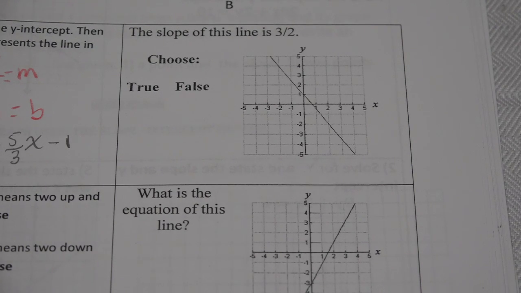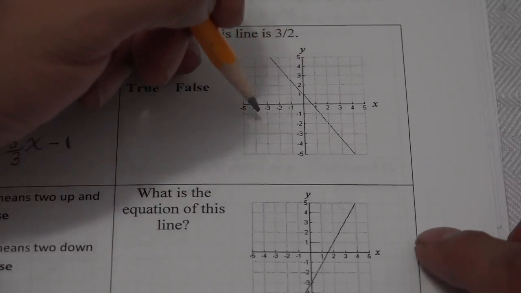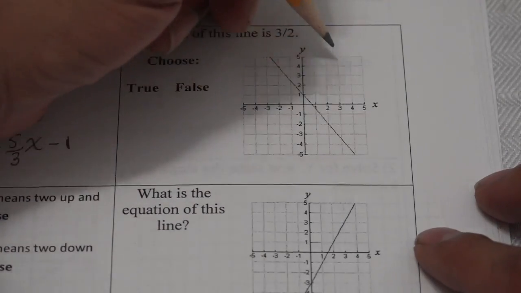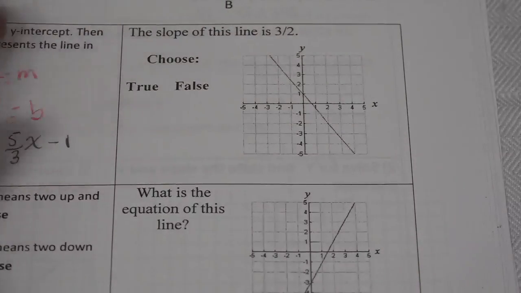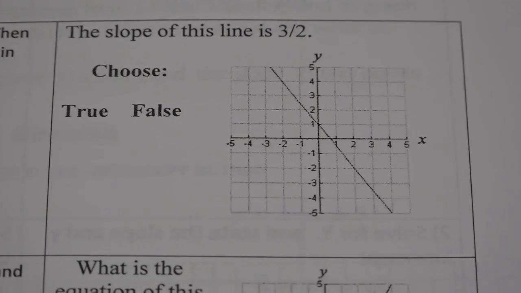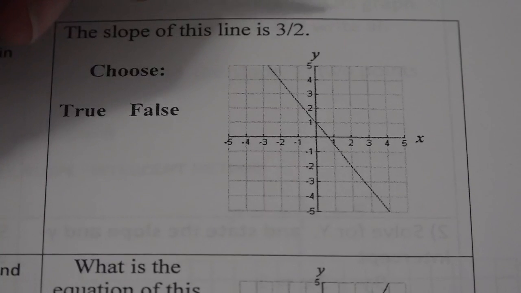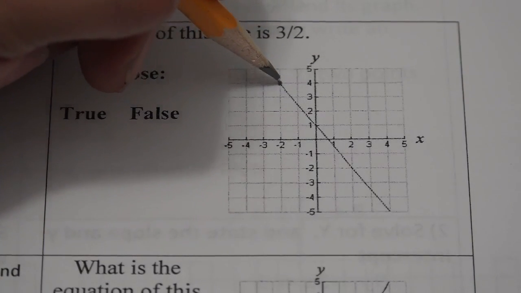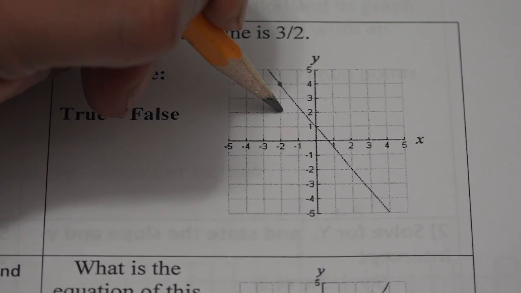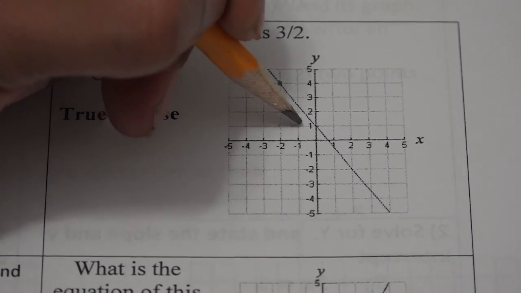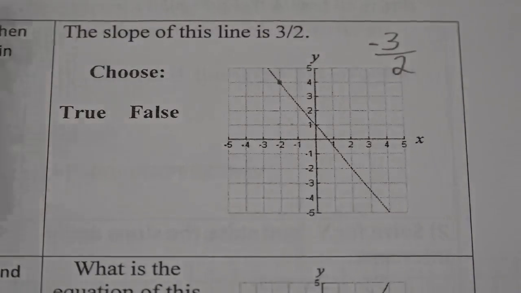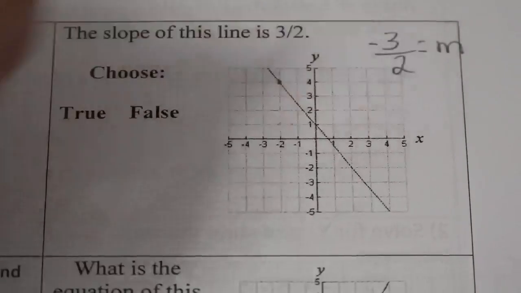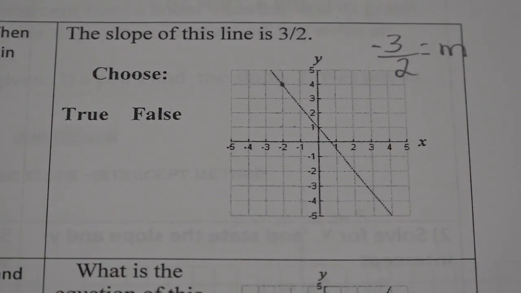Okay. So, definitely it's not 3 over 2, because if it was 3 over 2 positive, it would go up like that. It's going down. But anyway, let's see what the slope of this line is. Let's mark a nice point. I think this is a nice point. So 1, 2, 3, 1, 2. The slope is -3 over 2. Beautiful, right? Okay then.